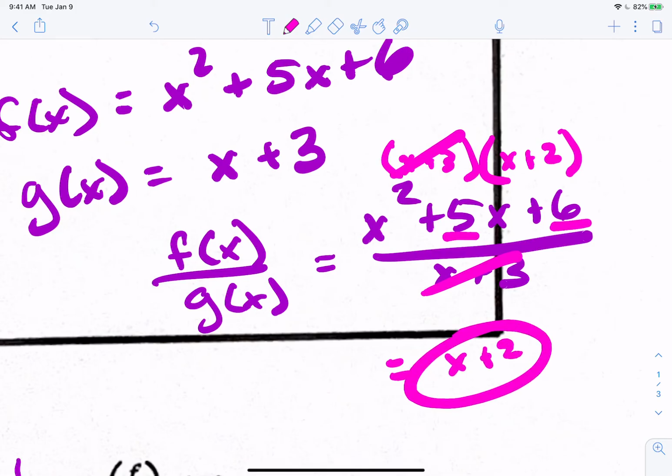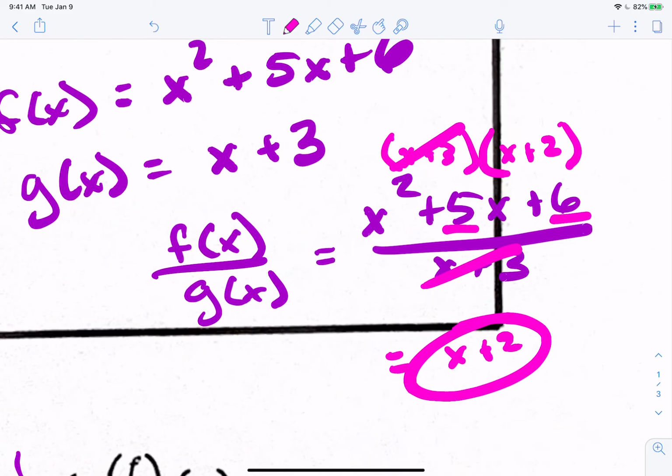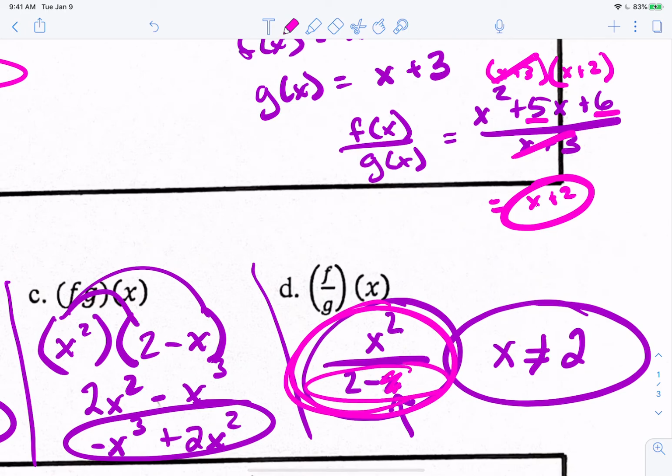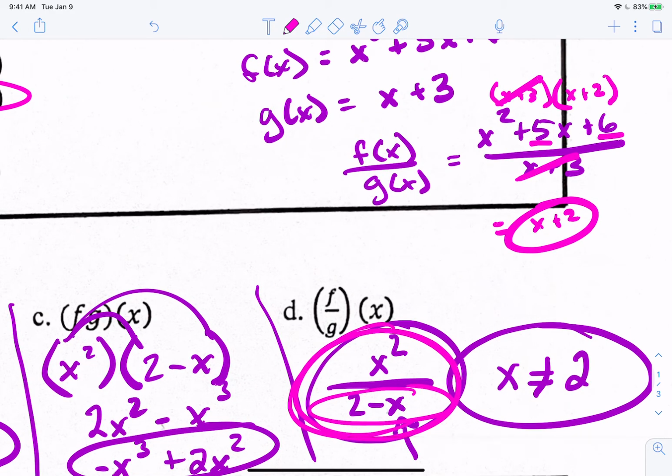So be careful, because when you're dividing, depending upon what you're given to start with, sometimes you might be able to simplify. So look for those types of things. This one down here, x squared over 2 minus x, we cannot cancel the x or anything like that, because this 2 minus x is trapped. We couldn't just cancel this x with one of those. That's illegal because the 2 minus x is trapped. But sometimes you might be able to reduce.